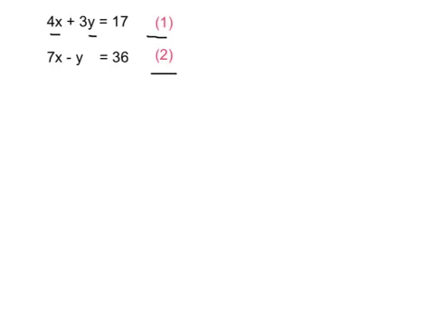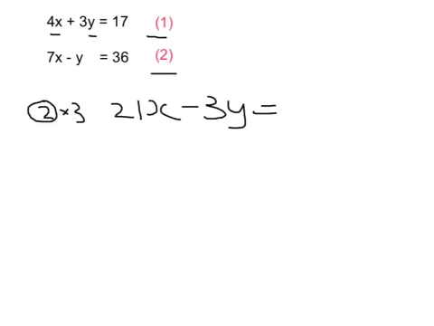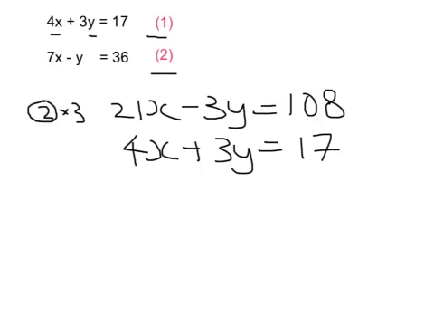So the first thing I'm going to do, I'm going to take equation number 2 and I'm going to multiply it by 3, and you'll see why I do this in a minute. So equation 2 times 3, we get 7 times 3 is 21x, take away 3y, and that equals 36 times 3, which is 108. Okay, so underneath that I'm going to write my equation 1 again. So I've got 4x plus 3y equals 17.